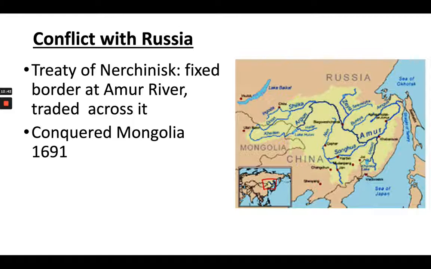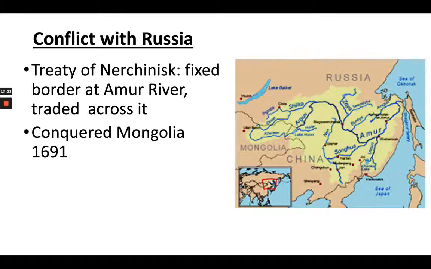Okay, so remember the Chinese Empire is now coming in contact with the Russian Empire because the Russians have expanded all the way across the Asian continent and have crossed the Bering Strait and even are in possession of Alaska. So for the first time, you really have these two huge powers coming into contact with each other over territory. In the Treaty of Nerchinsk, you fix the border of China and Russia at the Amur River, and you do allow trade across it.